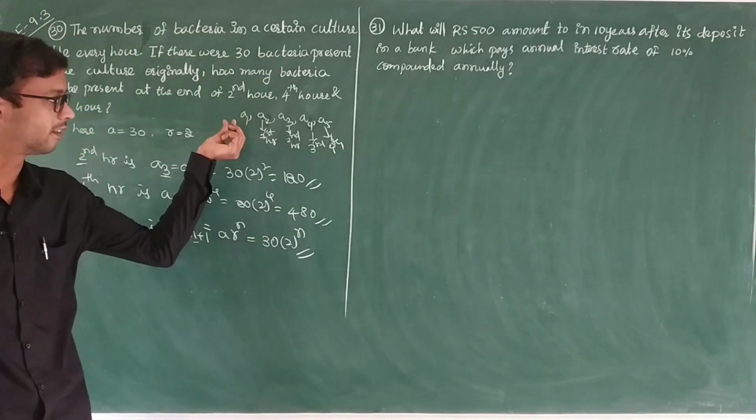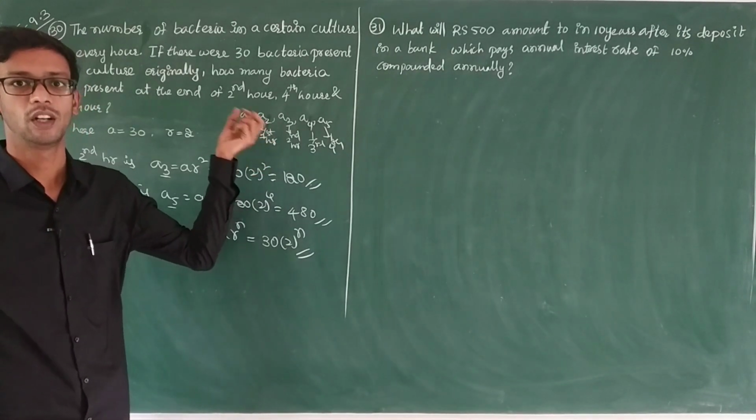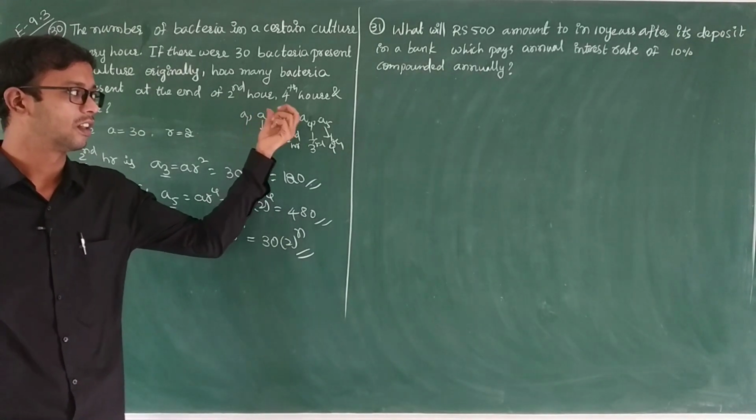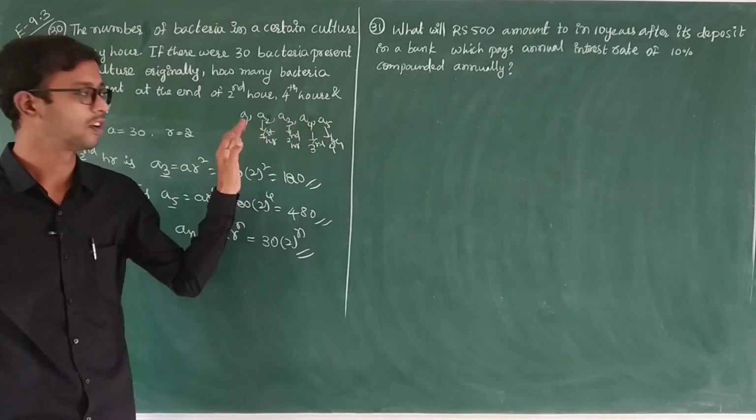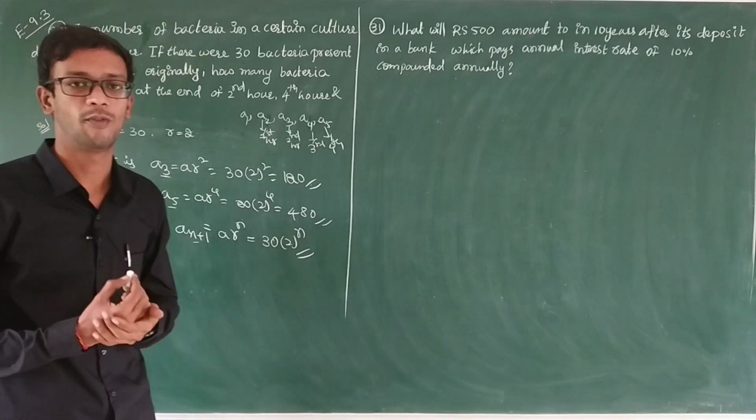Here the important point is A1 is the initial, not the first hour. First hour is A2, second hour is A3, third hour is A4, like that. If you take A1 as the first hour, you will get a wrong answer. So next problem we'll see.